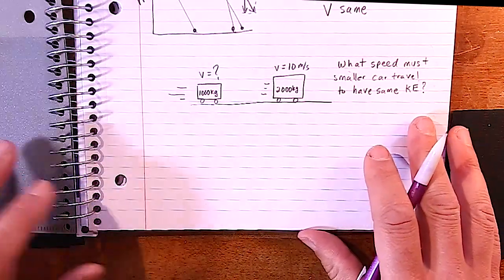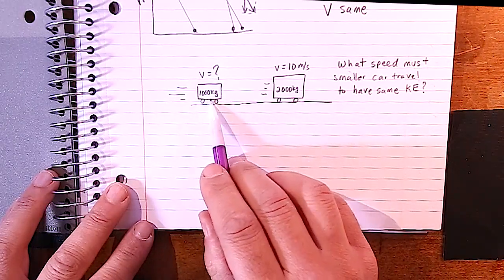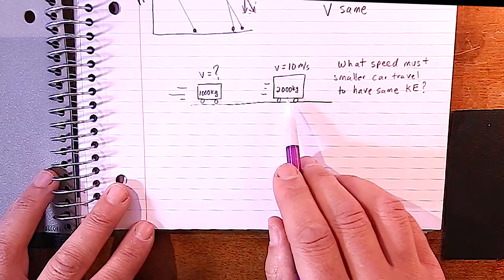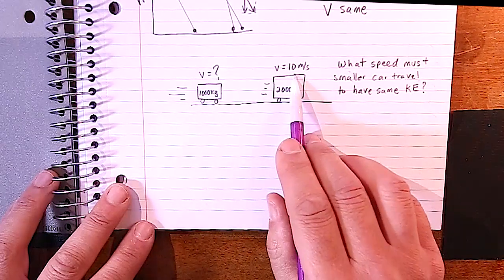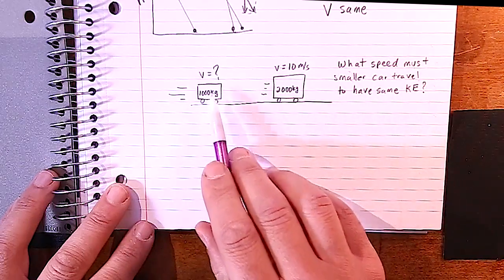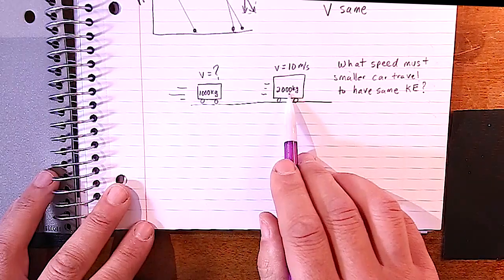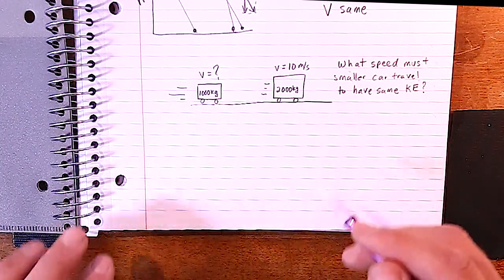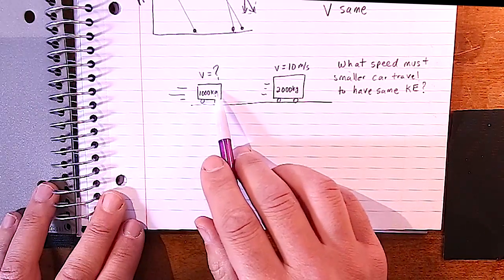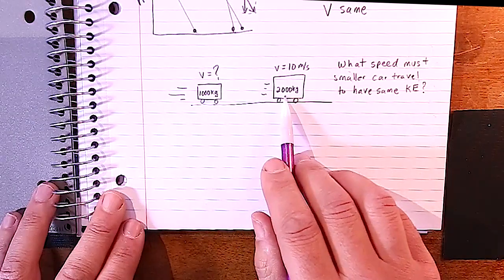In this question, we have 2 carts. One that is 1,000 kilograms and we don't know how fast it's moving. And the second one is 2,000 kilograms moving at 10 meters per second. And the question is, how fast must this cart go if it's going to have the same kinetic energy as this cart? Now, if you were doing this as a multiple choice question, you might think, oh, I know, this has to go twice as fast because 20 times 1,000 is the same as 10 times 2,000.